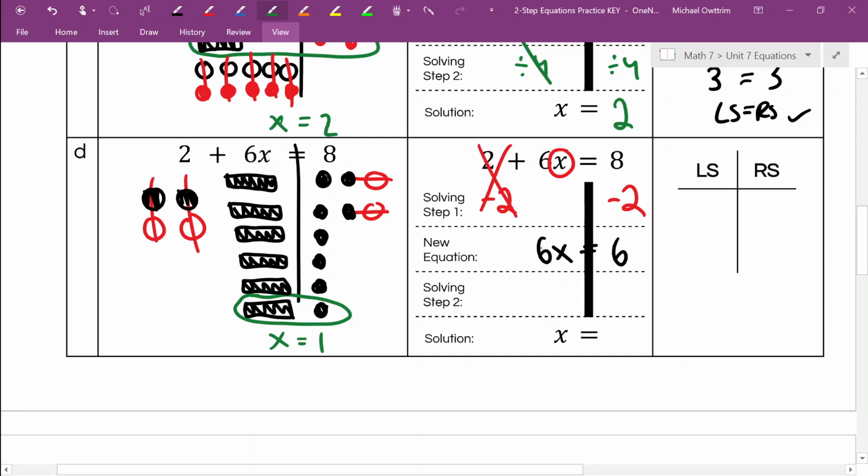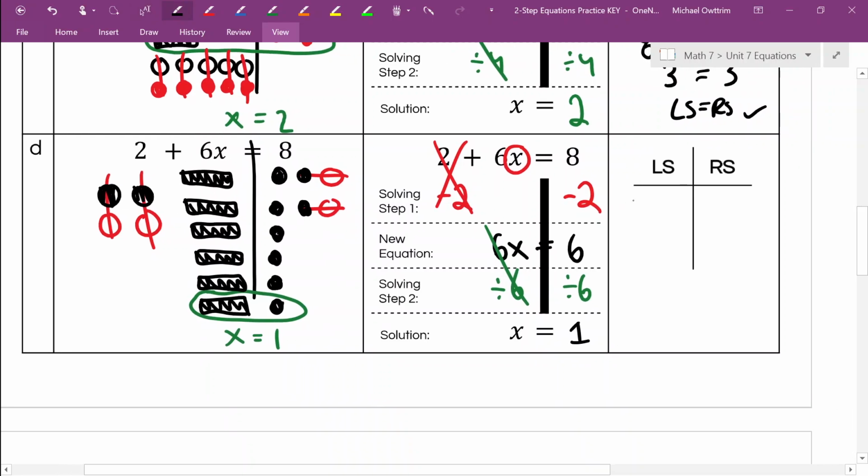Now 6x means multiplying x by 6. The opposite of multiplying by 6 is dividing by 6, and we show that on both sides of the wall. 6 divided by 6 cancels out. It would be 1x, which is just x. And on the other side, 6 divided by 6 is 1. Any number divided by itself is 1.